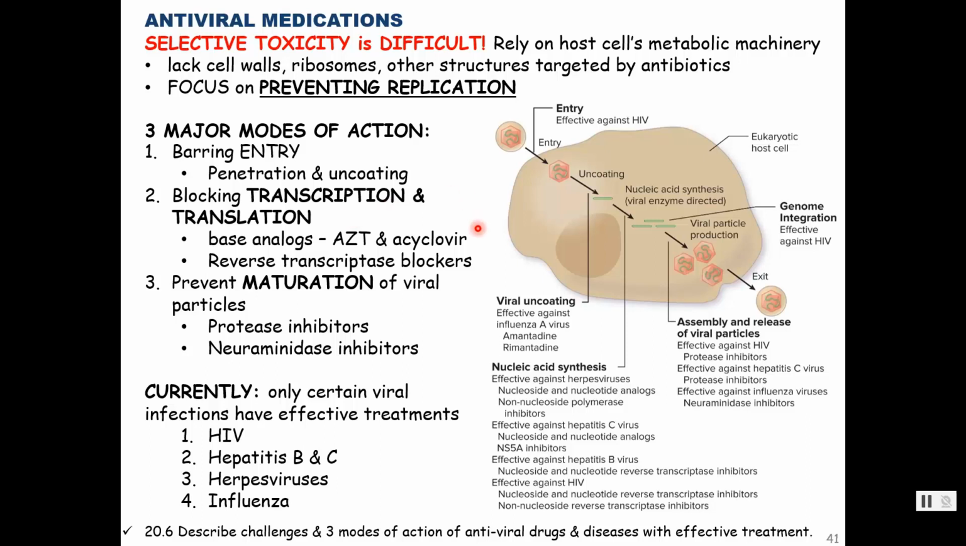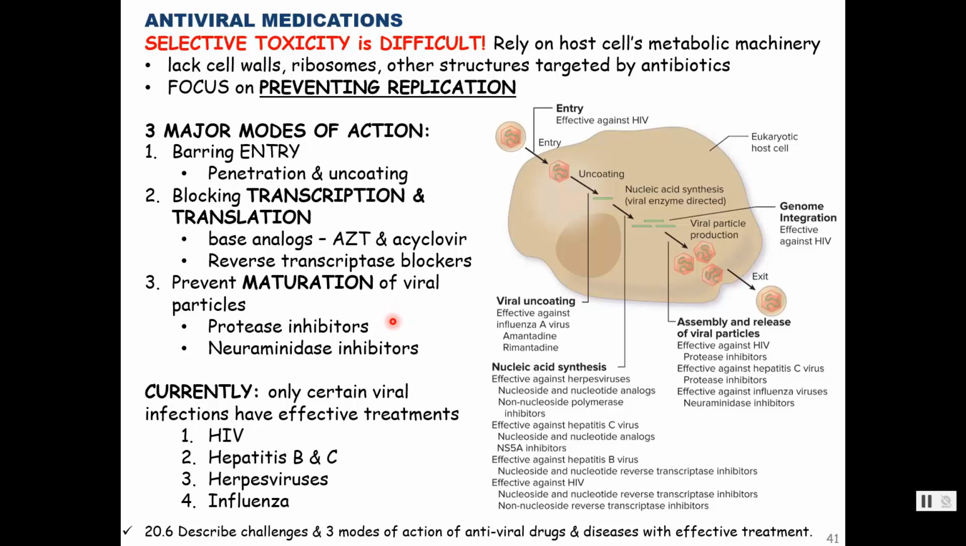And so there are drugs called base analogs, so AZT, to treat AIDS. Acyclovir is another one. When the virus goes to build its genetic material, there's going to be an analog that basically stops that production, or reverse transcriptase also. So it just puts a base in that you can't build upon. Another drug can also prevent maturation of viral particles. We talked about protease inhibitors.